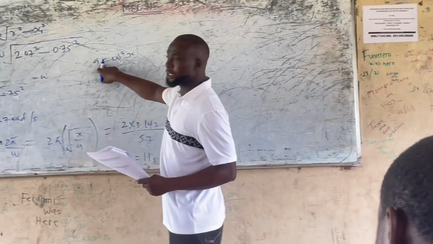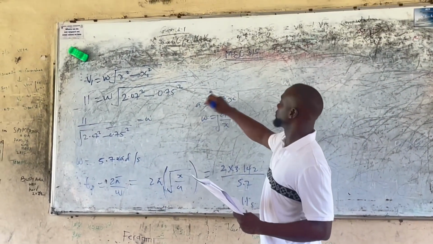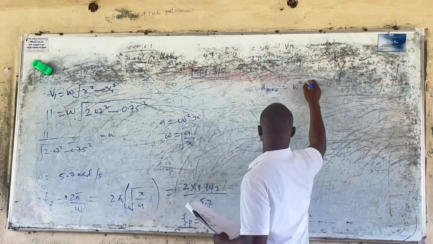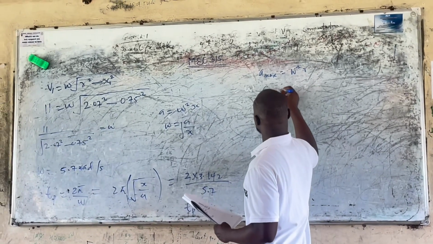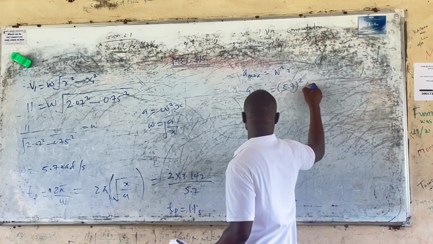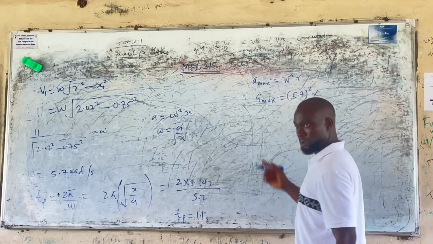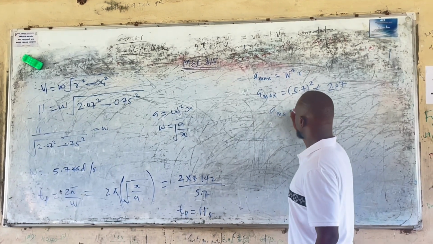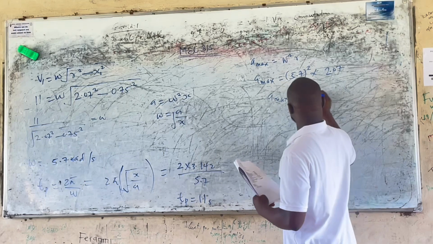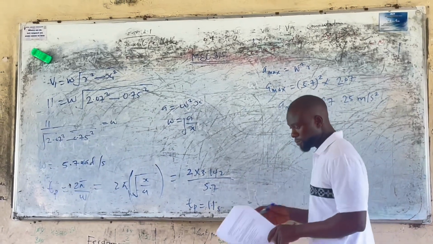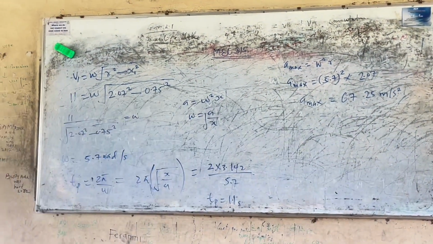So now you have to calculate maximum acceleration, A max. We will use R, I've said that initially. A max will be W squared times R. W is 5.7 squared times R, which is 2.07. So A max is equal to 67.25 meters per second squared. So that is it.